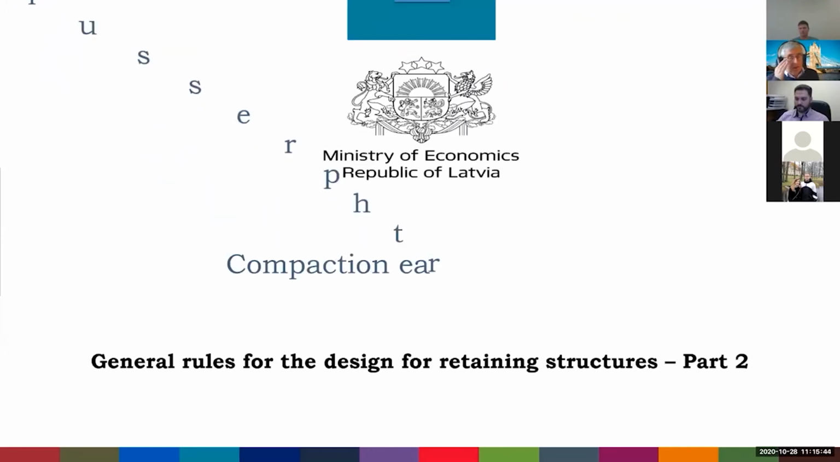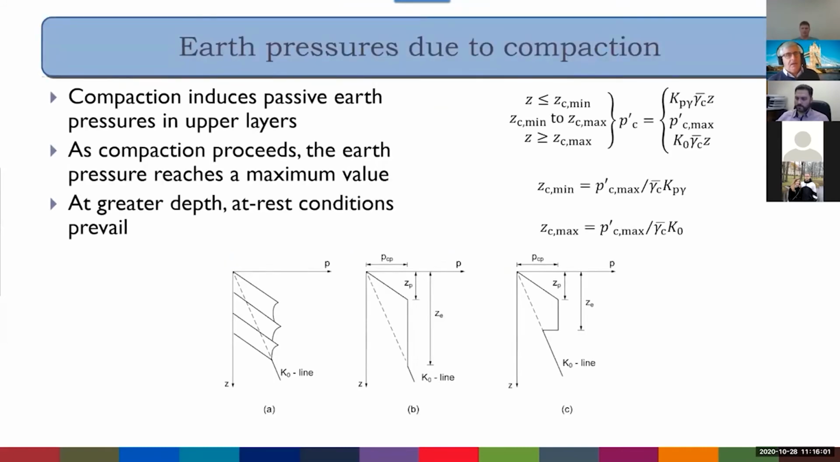Now, so far, I've just been talking about earth pressure due to natural ground. But of course, in many cases, we place the ground and compact it behind a retaining wall, particularly for gravity walls, less so for embedded walls. And compaction earth pressures can be a lot higher than Ka. They can be even higher. Well, they can appear to be higher than Kp.